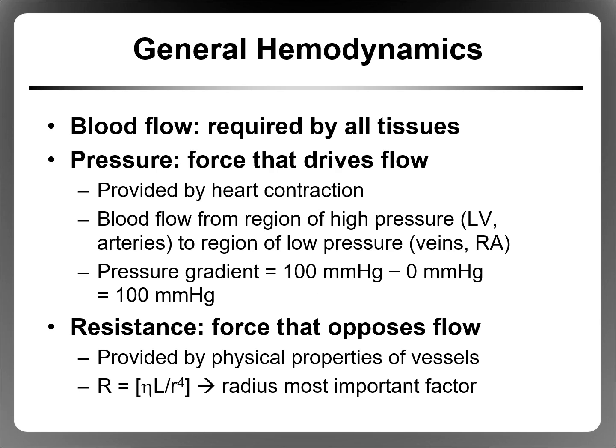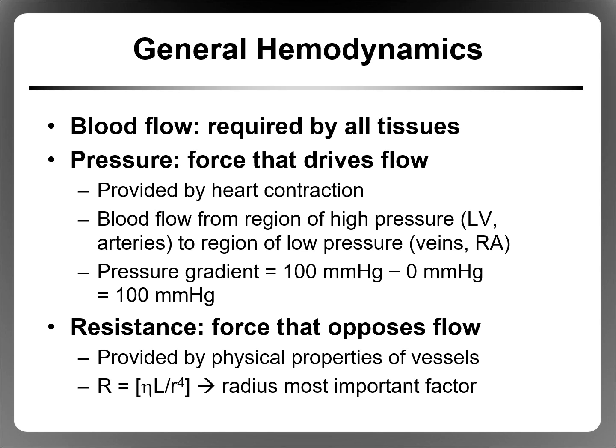So the next important concept to discuss with blood pressure is the general hemodynamics, or the general dynamics of the blood. Blood flow is going to be required by all tissues. This is because blood helps disseminate oxygen, carbon dioxide, and other nutrients to the essential tissues. The way we can regulate hemodynamics is through pressure and resistance. Pressure is going to be the force that drives the flow.